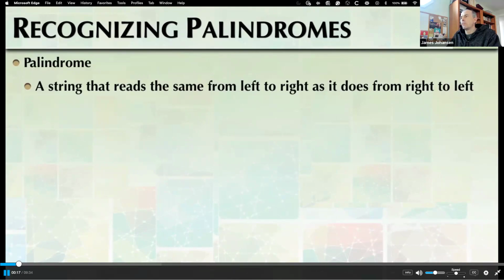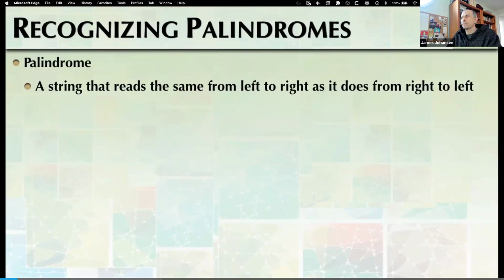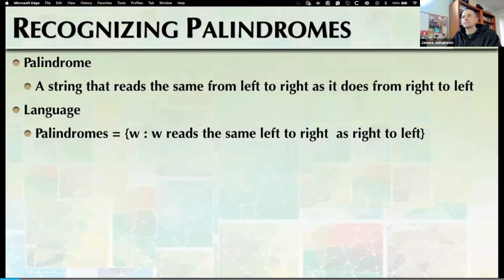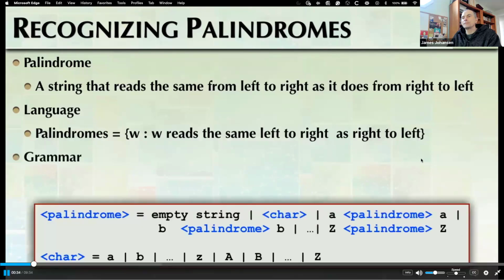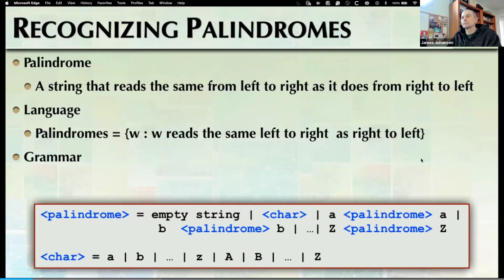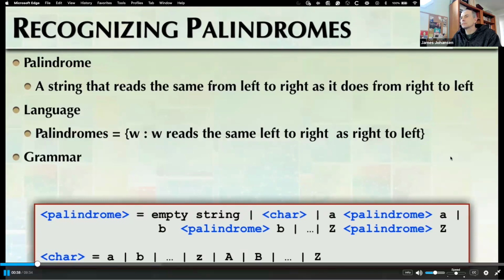If we wanted to formally define this in the language, it would be all strings W such that W reads the same from left to right as right to left. What's more interesting is a formal Backus-Naur form grammar where we define a palindrome as either an empty string, so a string that has no characters in it is a palindrome because it's the same either way.